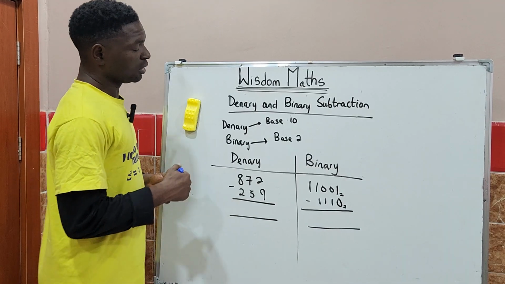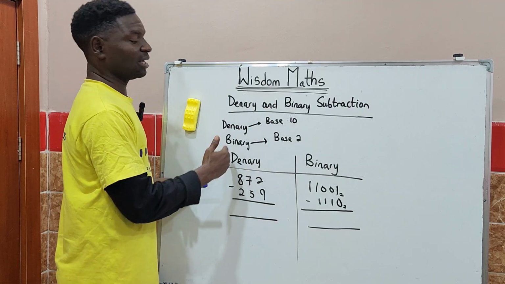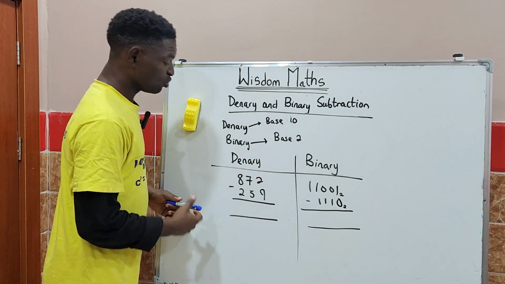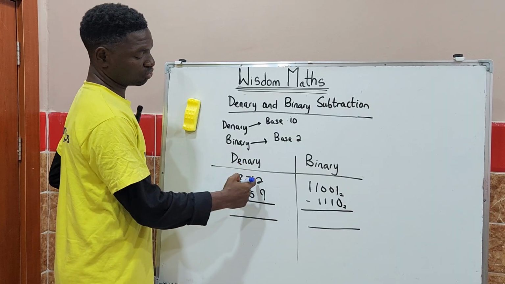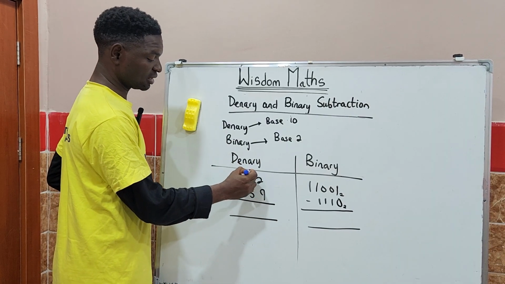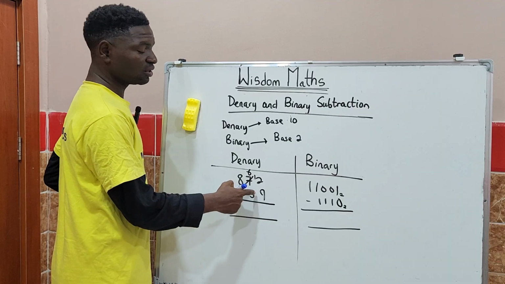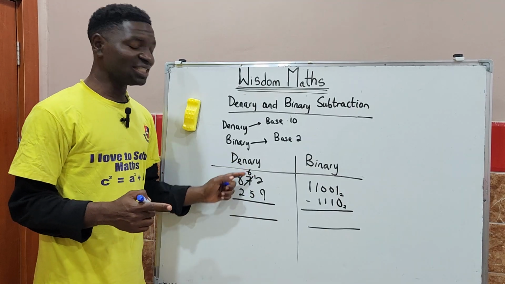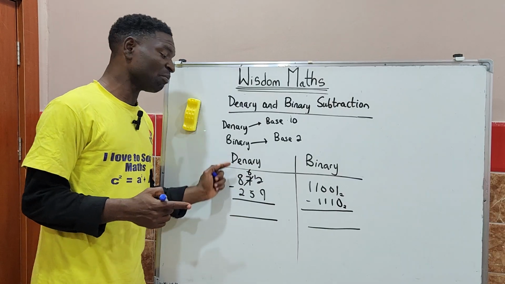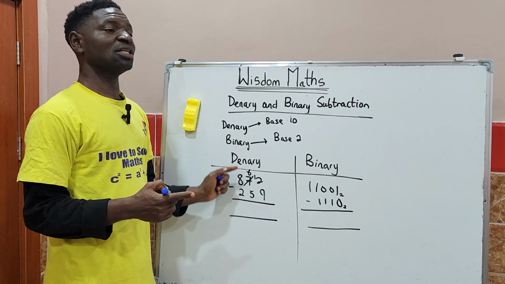So remember, denary is base 10, binary is what? Base 2. So if I'm subtracting, I'm to borrow from here. Now 2 minus 9 cannot, I have to borrow from here. This is 6. I put 1 here. This is 12. This forms 12 because denary is in base 10. That is actually 10 plus 2.